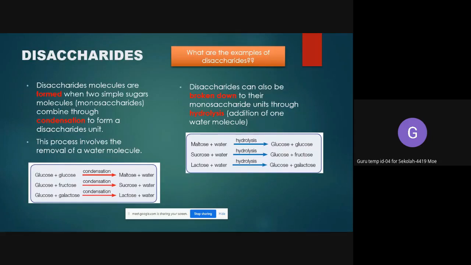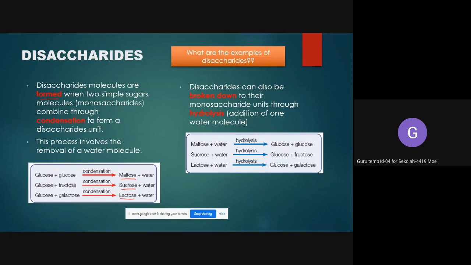Next is disaccharide. What are the examples of disaccharide? The examples of disaccharide are maltose, sucrose, and lactose. Disaccharide molecules are formed when two simple sugar molecules, which are monosaccharides, combine through condensation to form a disaccharide unit.